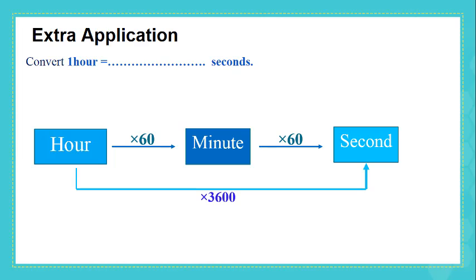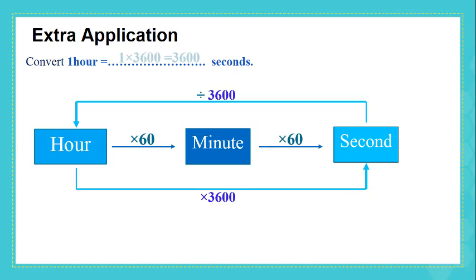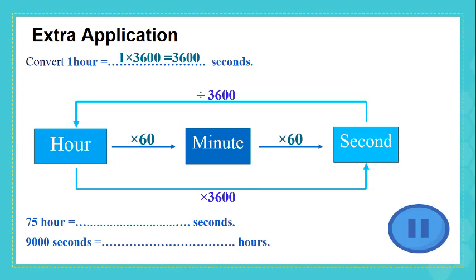3600. So, to convert directly from hour to second, we multiply by 3600. To convert second to hour, we divide by 3600. You have 2 minutes to solve the following, then check your answer.